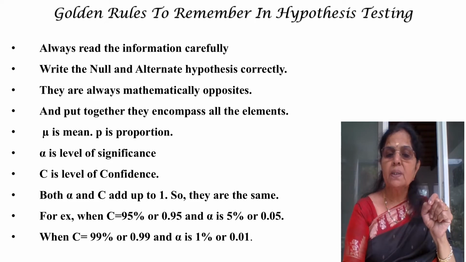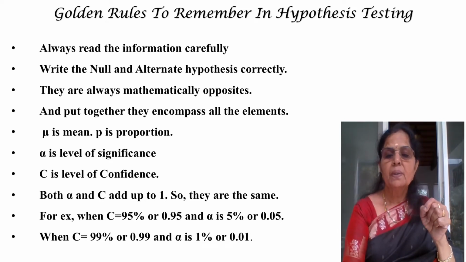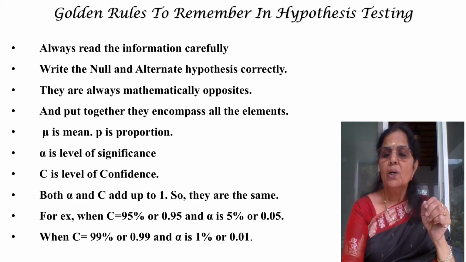And it's always mu is mean. The symbol mu means mean. P is proportion. Alpha is the level of significance. And C denotes the level of confidence. Both alpha, the level of significance, and C, the level of confidence, should add up to 1. Alpha and C add up to 1. So they are essentially the same. They mean the same.